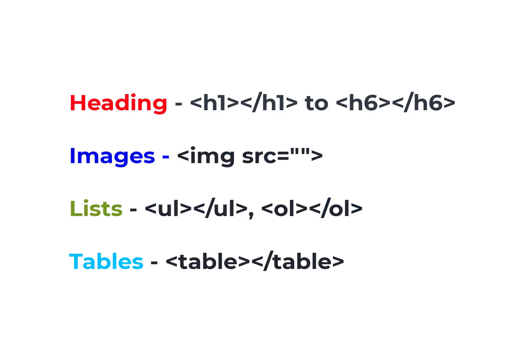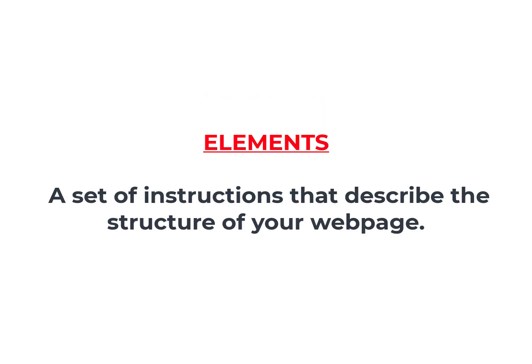So for example, if you want to create a heading, you have H1 to H6, which is the heading element. If you want to add a picture to your website, you make use of the IMG element. If you want to add lists to your website, or tables, or videos, audios, and all that, you need to make use of all these elements. So you can see elements like a set of instructions that describe the structure of your web page. So we are going to be making use of a lot of them as time goes on.